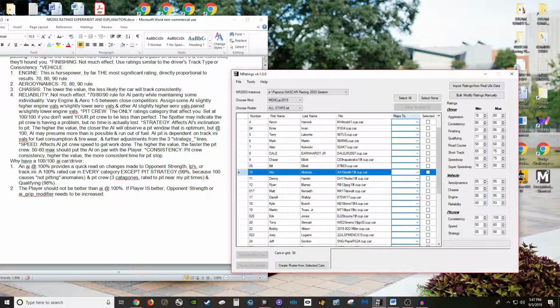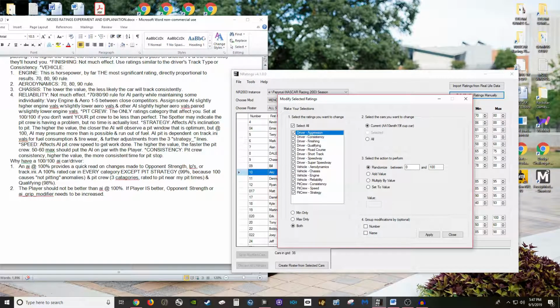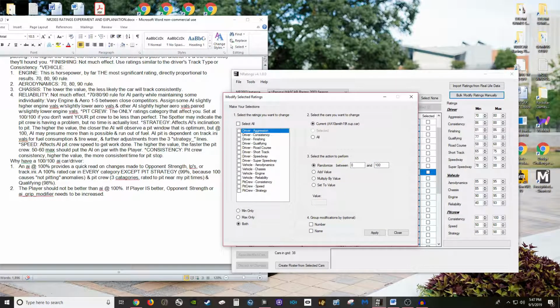What we're going to do is select bulk modify ratings. We're going to click that button and this is going to come up. You're going to unselect all because you don't want to change everything. You just want to change the reliability. So you're going to click vehicle reliability. That's the one we want to change. Right now we're going to do minimum only because we're going to change that number for every driver. And we're going to select the cars you want to change. We're going to select all. We want to change everybody in here.